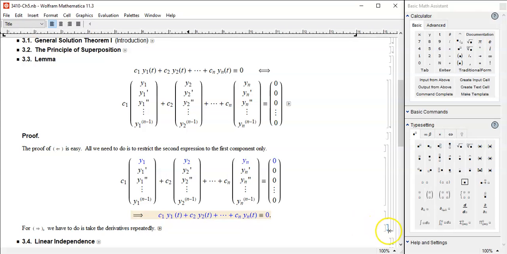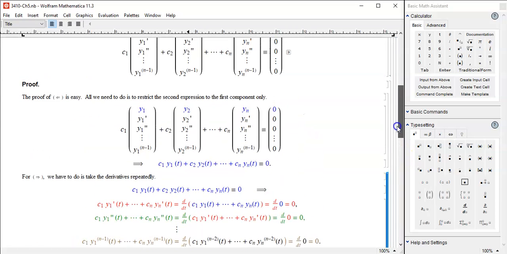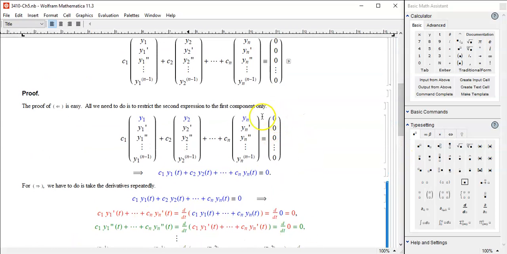How about the other direction? That could be a bit trickier, but not too much, as a matter of fact. All you have to do is take the derivatives repeatedly. Here we go. Let's follow the same color coding. First row, let's keep it blue. So c1y1 plus c2y2 plus all the way up to cnyn is constantly equal to 0.